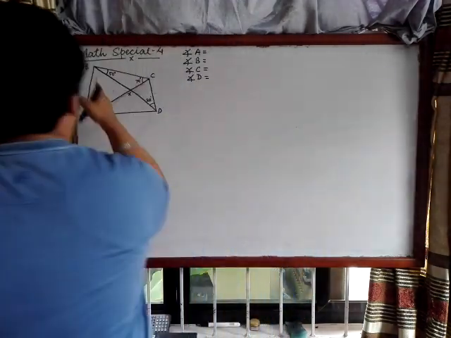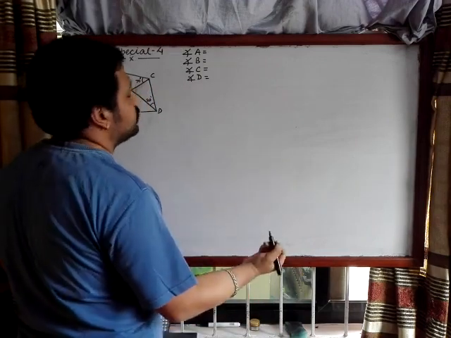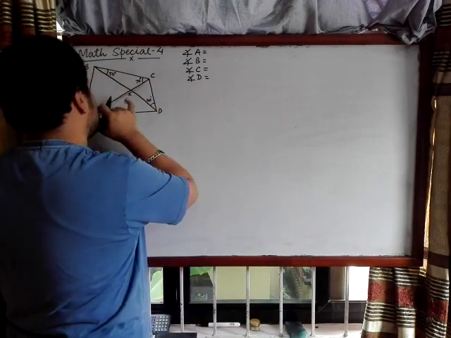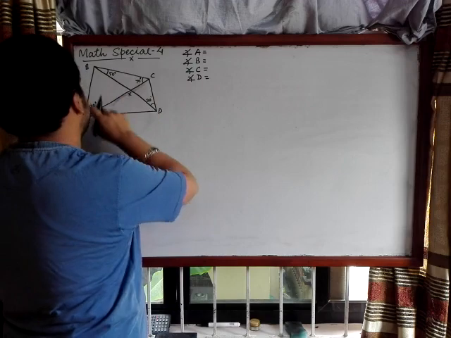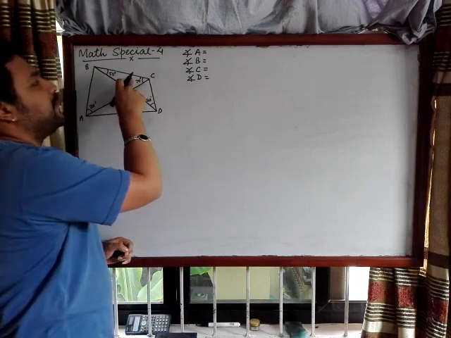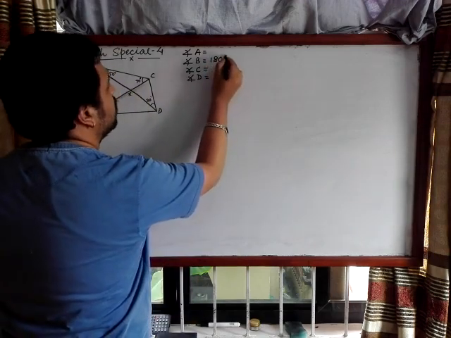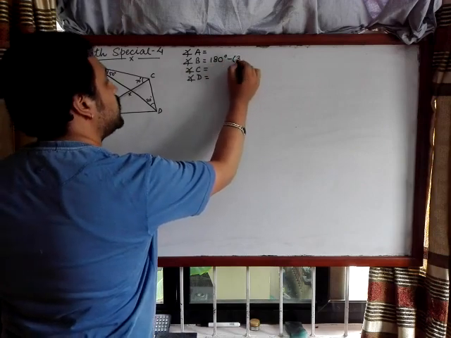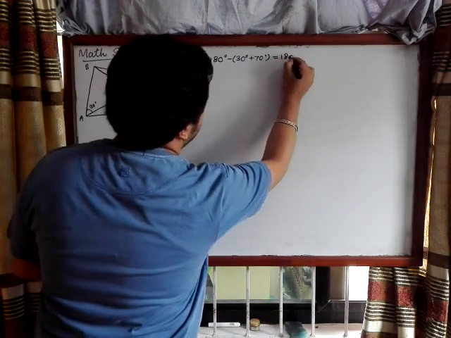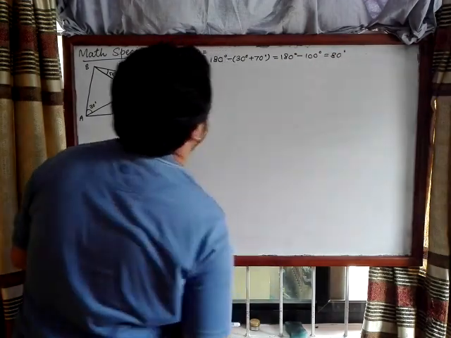For angle B and angle C, it's quite easy. You can use middle school geometry. Even middle school students can find the values of angle B and angle C. In triangle ABC, angle B plus 30 plus 70 means 180 degrees. So angle B is equal to 180 minus 30 plus 70, which is 180 degrees minus 100 degrees, equal to 80 degrees.